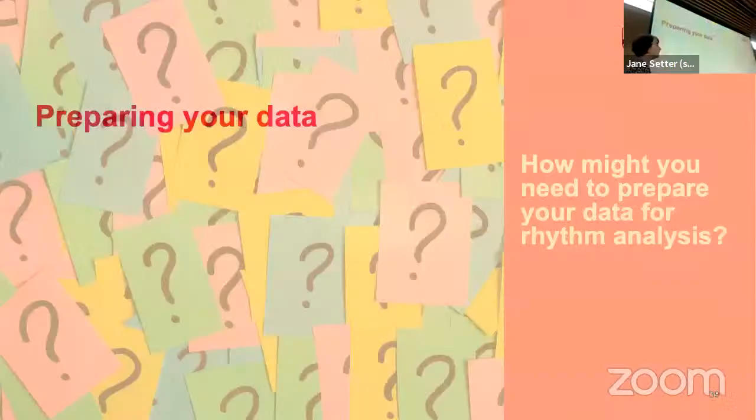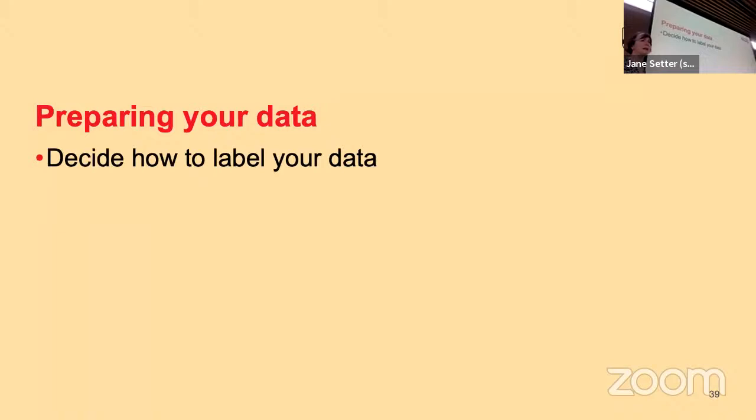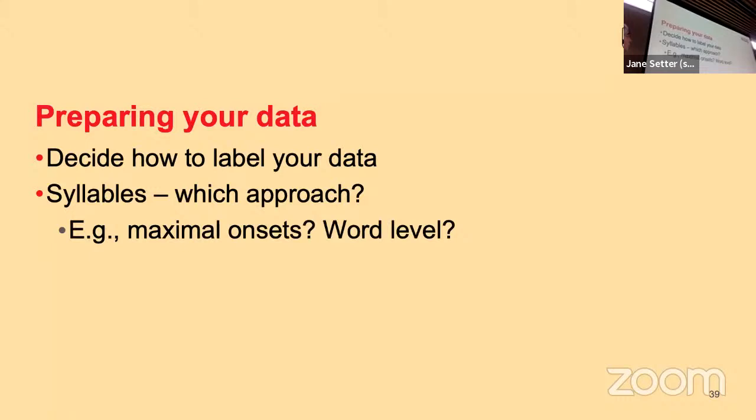Okay, I'm just going to take you through some ideas. So first of all, decide how you're going to label your data and stick to it. Make sure that you are very, very clear about where your intervals, the things that you're measuring, start and end. What is it that you're looking for? So if you're using syllables, which approach? For example, maximal onsets, word level, morpheme level, which sort of level are you going to use here? Because there are lots of different approaches to this.